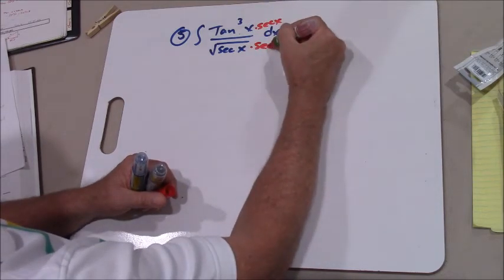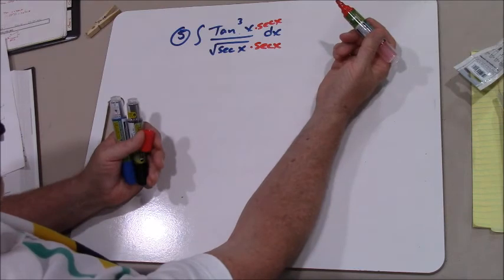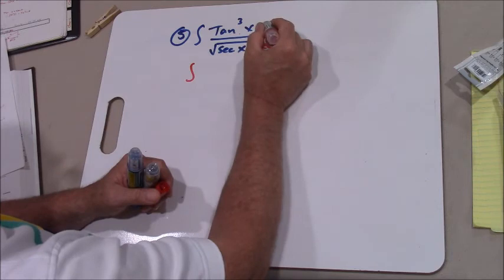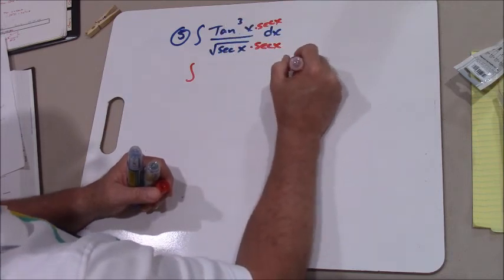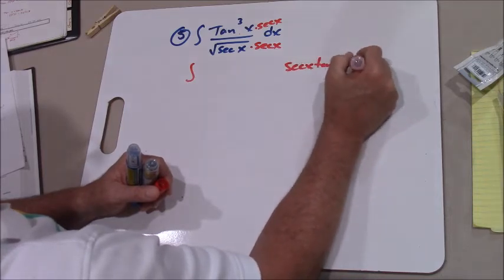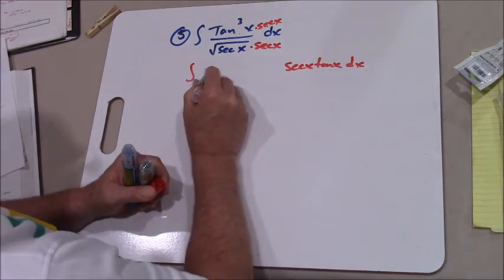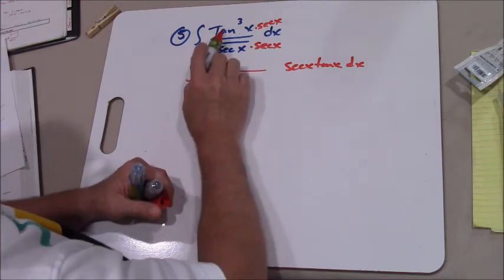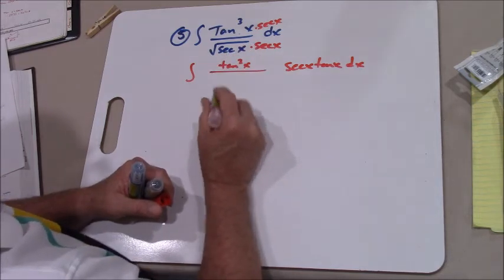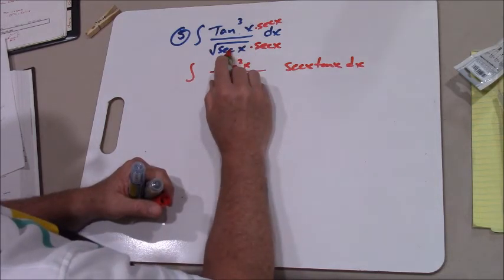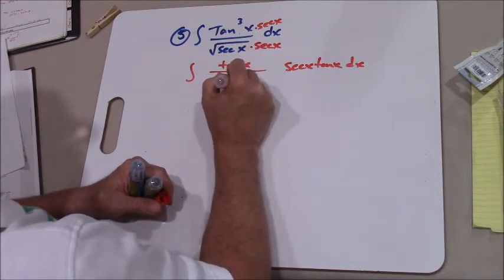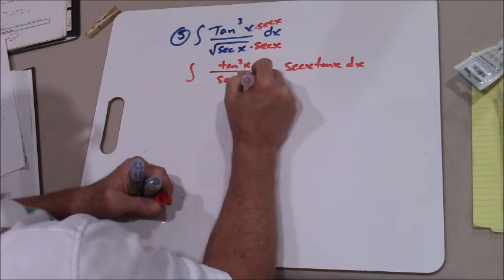So secant x over secant x, that equals 1, so I haven't changed anything. And what I want to do is factor out a secant x and a tangent x. So I'm just going to write those over here. Secant x, tangent x, dx. And what I'm left with here is a tangent squared. And then this secant times the square root of a secant, add the exponents, you get 1 plus a half. That's secant to the 3/2 of x.